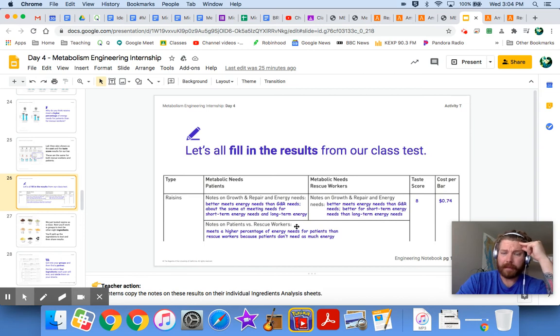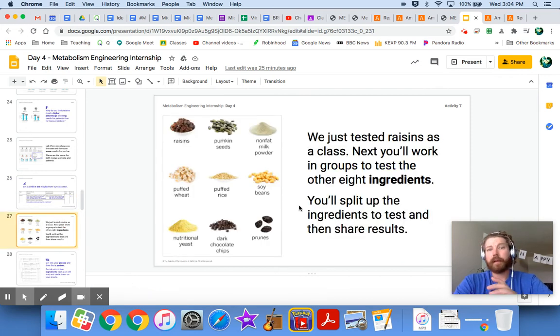All right, but again, basically, how does that ingredient fill the needs for growth and repair, for energy, and then how do they compare? We have the taste score here, the cost per bar here, okay? You're going to test every other ingredient. Now, they want you to do this in groups, but I think you can do it on your own.